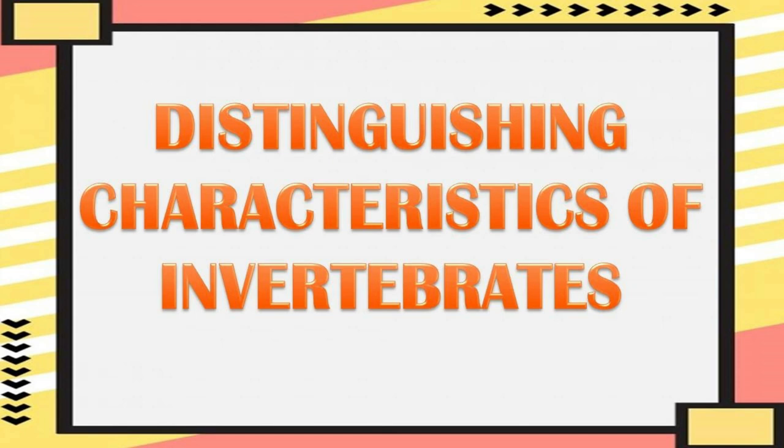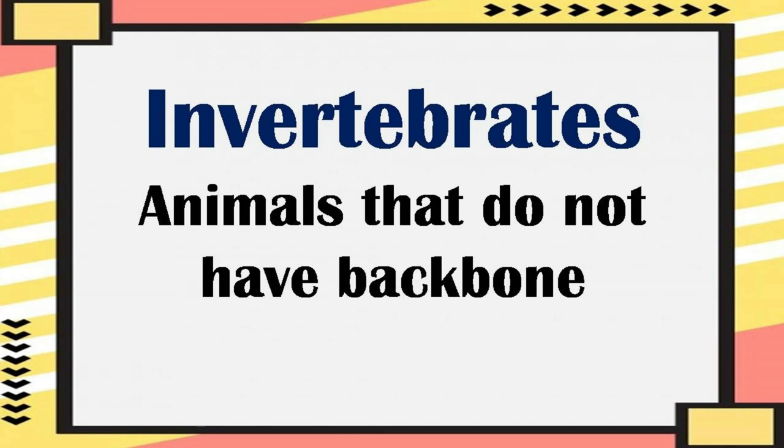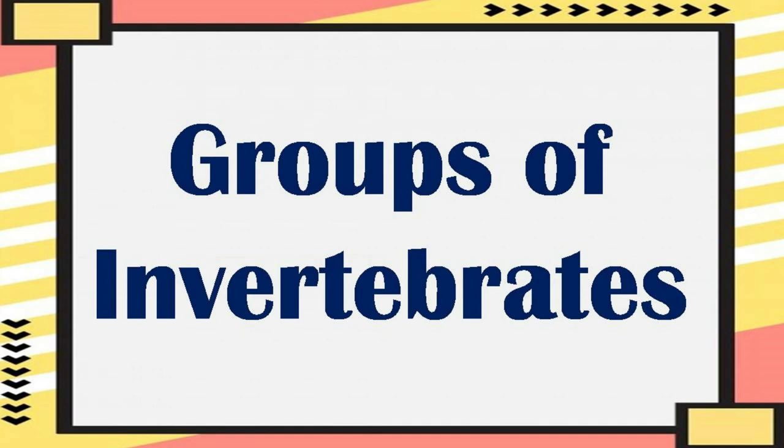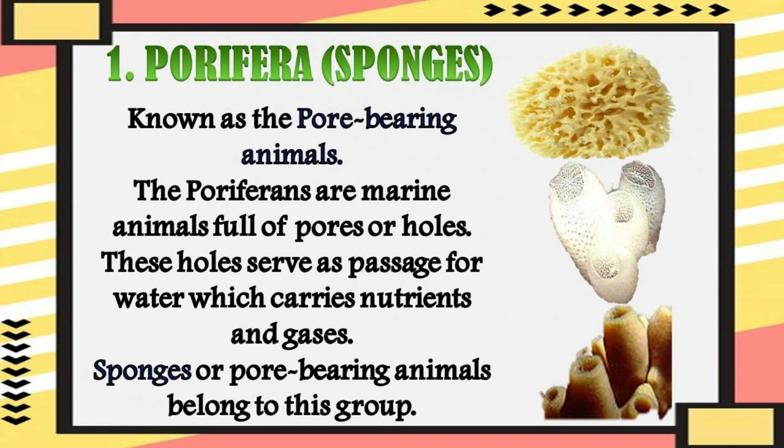Distinguishing characteristics of invertebrates. Invertebrates are animals that do not have a backbone. Groups of invertebrates. Porifera or sponges, known as the pore-bearing animals. The poriferans are marine animals full of pores or holes. These holes serve as passage for water, which carries nutrients and gases. Sponges or pore-bearing animals belong to this group.